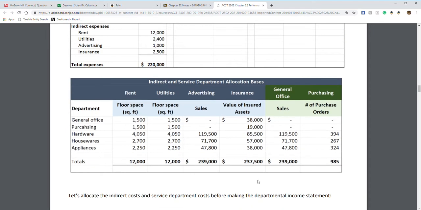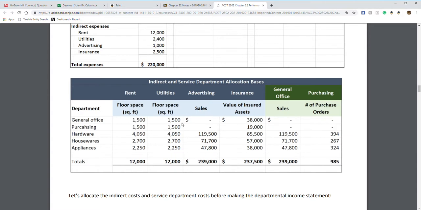So, first off, we need this information here. This is our allocation basis. Again, just like in prior chapters, here they are again. So here's the rent, and it will be broken out by our 5 departments who has floor space. Utilities are doing the same thing, so we can knock out both rent and utilities basically at the same time.